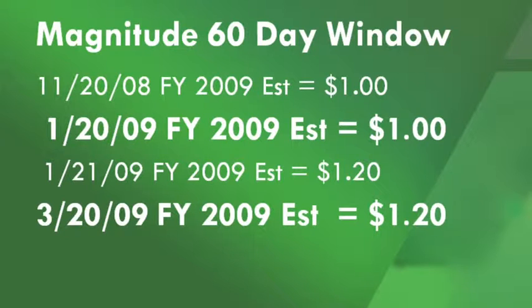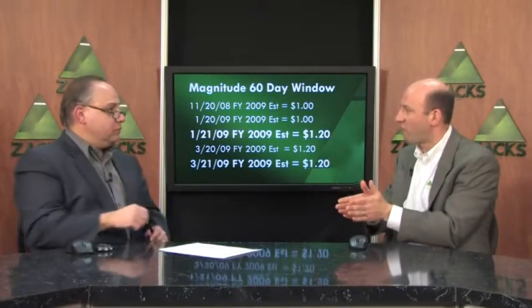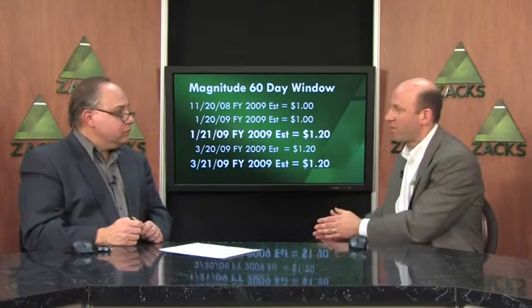Now we're just going to go forward one more day into the future. Here we are, March 21st. The earnings estimate's $1.20, but when we compare it to 60 days ago, the earnings estimate was also $1.20 on that day. And now it's as if there's been no change in estimates. This stock will fall from a Zacks rank of 1 and probably fall back to a 3.